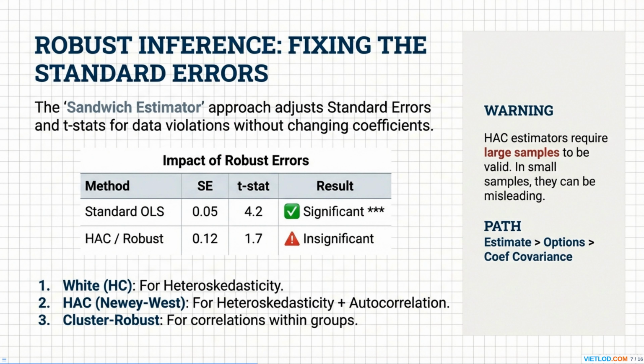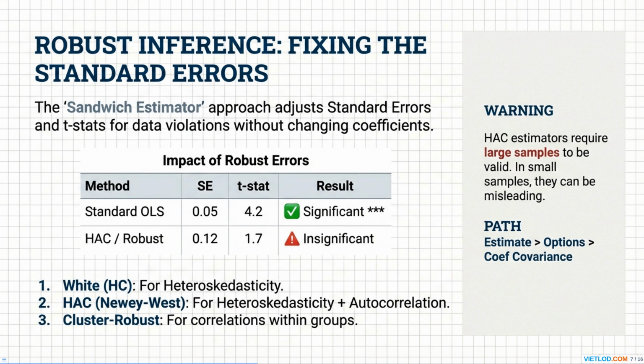The sandwich estimator approach adjusts standard errors to be robust against violations like heteroskedasticity and autocorrelation. Crucially, it doesn't change coefficient estimates, only correcting standard errors, t-statistics, and p-values for valid inference. We primarily use 3 types: White's HC errors for heteroskedasticity, HAC Newey-West errors for both heteroskedasticity and autocorrelation in time series, and cluster robust errors for correlations within groups in panel data.